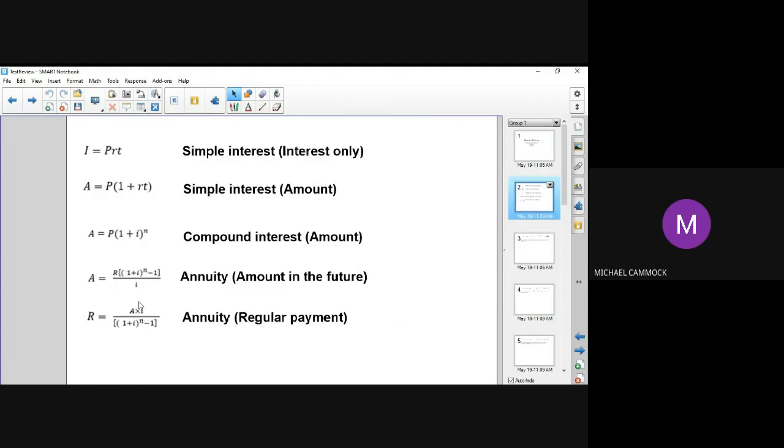So these two are the annuity formulas. That's your compound interest formula. Those are your simple interest formulas, and there are two versions of it. Let's keep going.